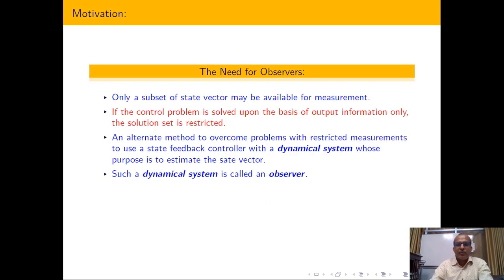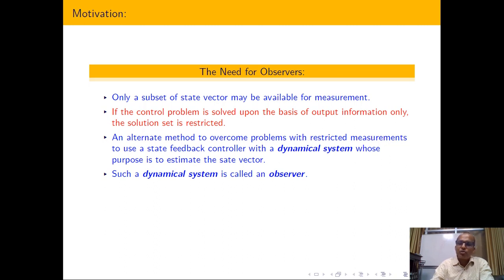So we have already seen why an observer is required. Only a subset of the state vector may be available for measurement. I have told you that if my system is very complicated, suppose you have to control a power system, a nuclear reactor, a helicopter, or some more complicated system, then thousands of states are available, and it is not possible to measure all states.